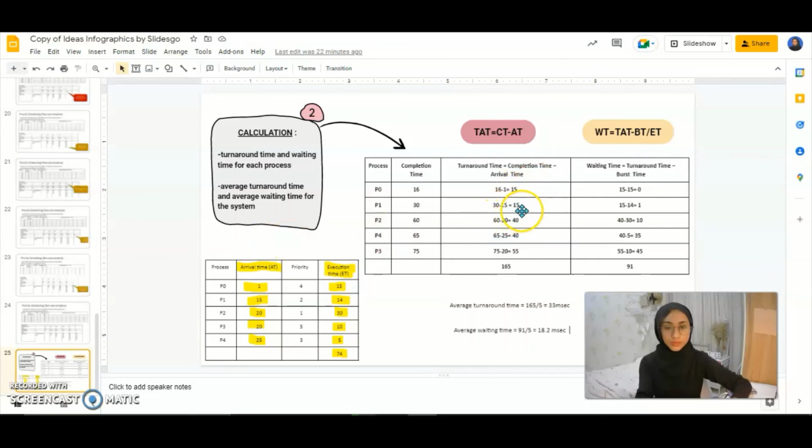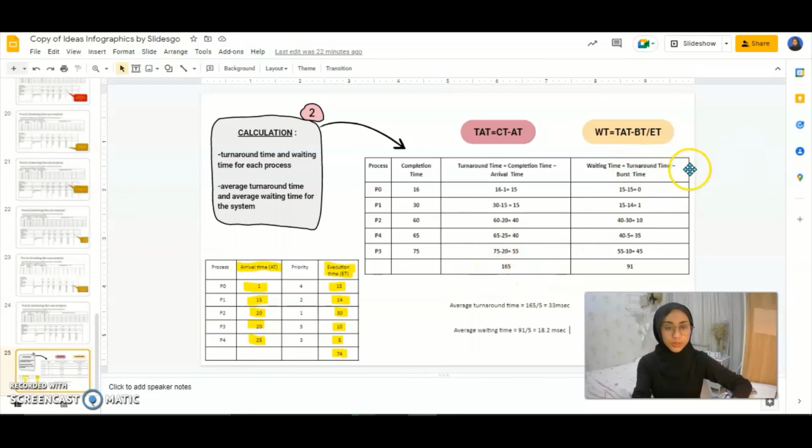30 minus 15 will be 15. 60 minus 20 will be 40. 65 minus 25 will be 40. 75 minus 20 will be 55. To get the total turnaround time, just add all the turnaround times and you will get the total, which is 165.